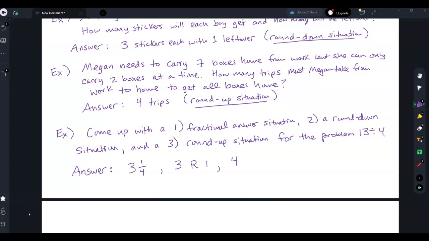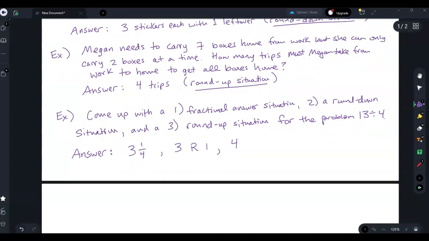So I want you to come up with 3 story problems. And when I check your notes, I'll look for these. So write those 3 story problems. You don't necessarily have to write them in any order. I think the easiest way to go about this is to just write a story problem for 13 divided by 4, and then decide which of the 3 types it is, and then see if you can tweak that or come up with a different one to meet one of the other ones, right? So if you just label which one's which, that's perfectly fine. So come up with 3 story problems, fractional answer, round down, and round up for the problem 13 divided by 4.